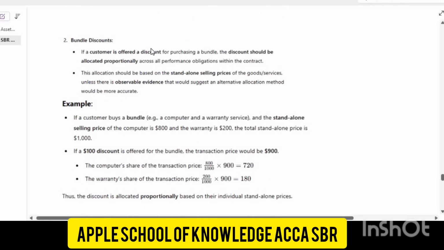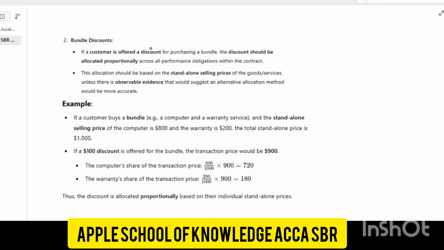Okay, so bundle discount. If the customer is offered a discount for purchasing a bundle, the discount should be allocated proportionately across all performance obligations within the contract. This allocation should be based on the stand-alone selling prices of the goods or services, unless there is observable evidence that suggests an alternative allocation would be more accurate.